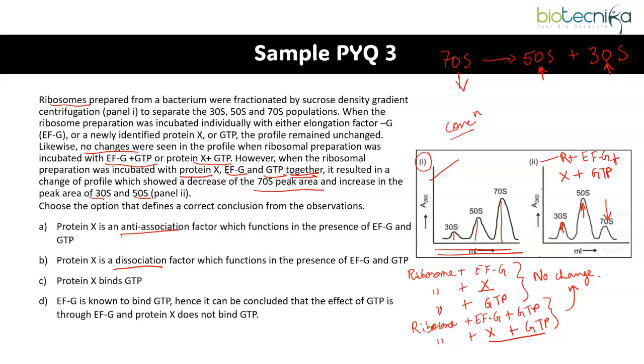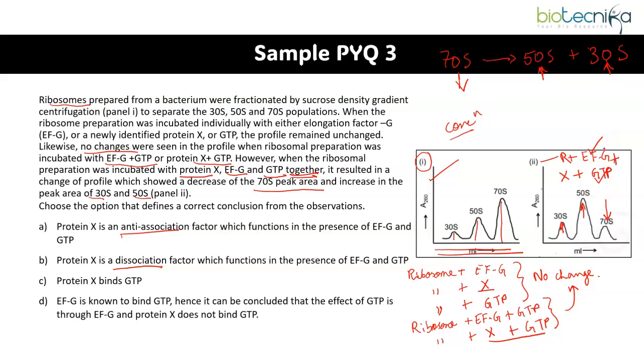Okay. So, if this was an anti-association factor, then in that case, the profile again would remain the same because it will not allow 30S and 50S to combine and form 70S. So 70S concentration will not increase. But here it is not the situation. The situation is 70S concentration is decreasing. That means there is some component which is breaking down 70S into its subunits, and that has to be protein X. And we saw in the experiment that protein X alone cannot work. It cannot even work just with GTP. For its work, it requires EFG plus GTP.